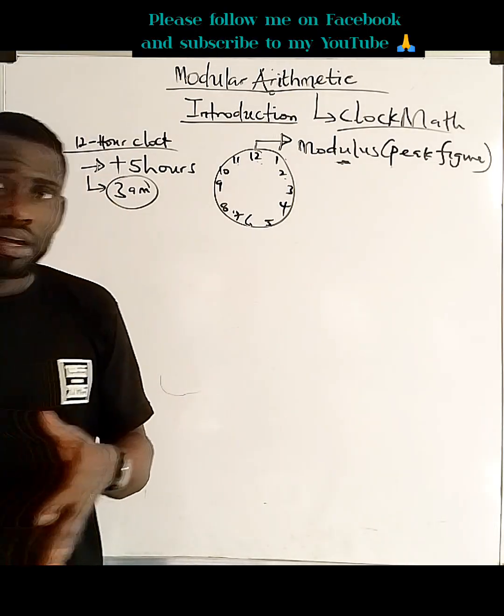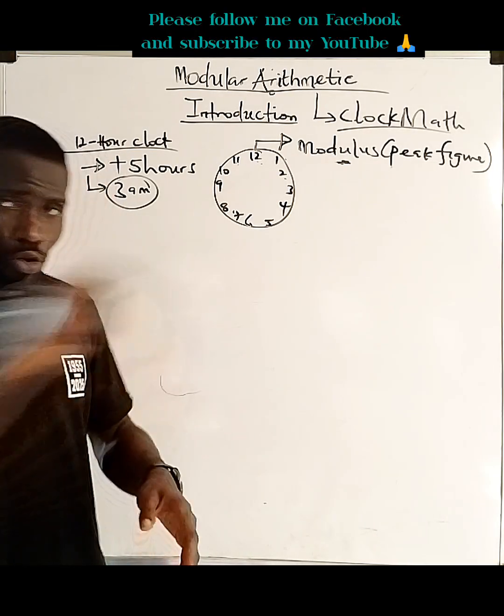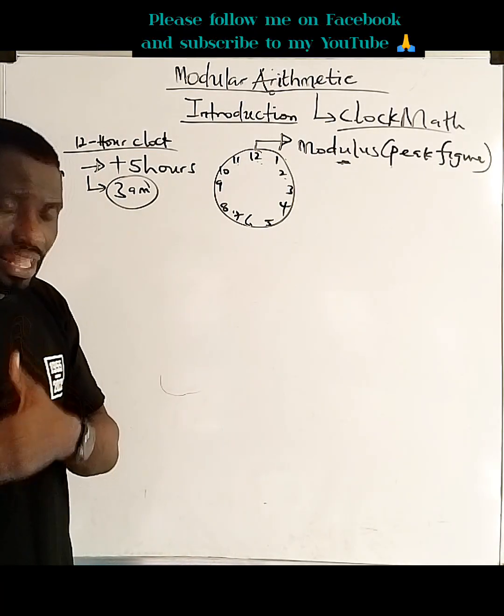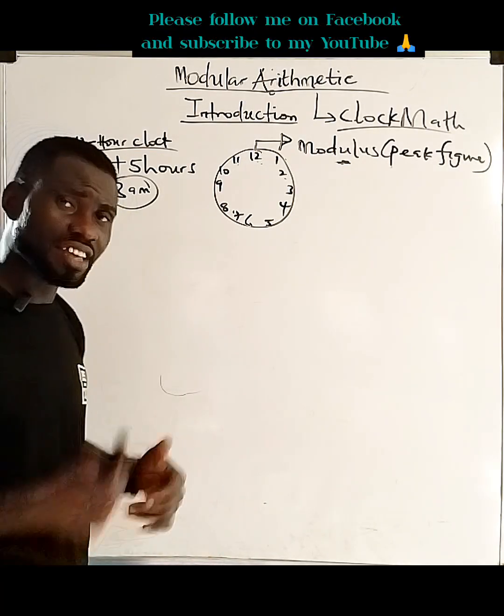That's 7 days. We don't have the 8th day. So we go back to day 1 again. So 1 to 7, there's no 8th day. We come down to 1 to 7, 1 to 7, that's 7 days a week.